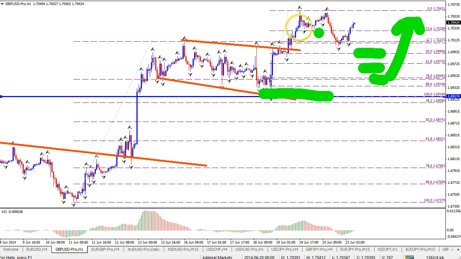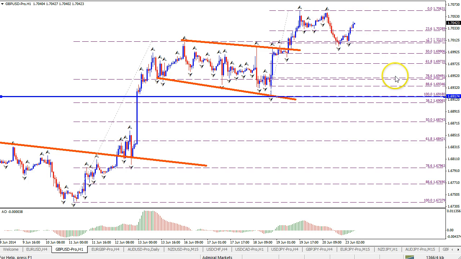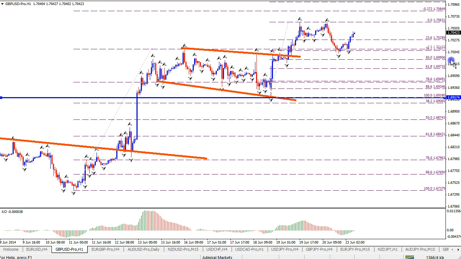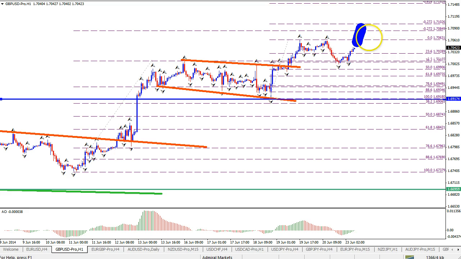If price doesn't get that far, but starts breaking this top, I might change my view and not wait for this deeper pullback, but start looking for a pullback earlier after it breaks this top. So that's about it at the moment.